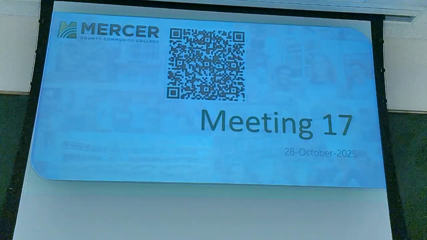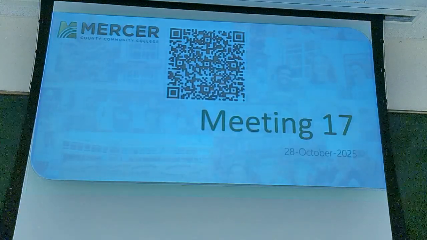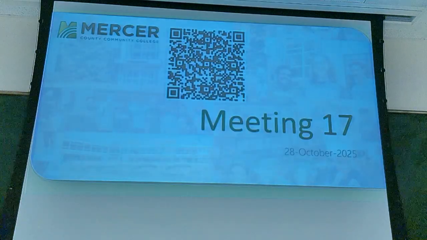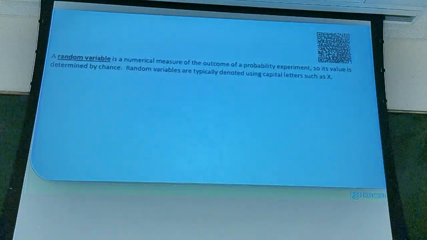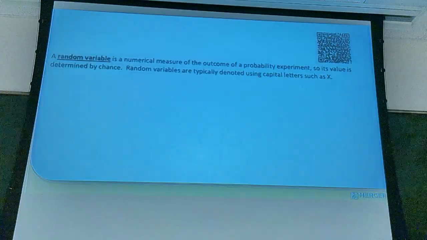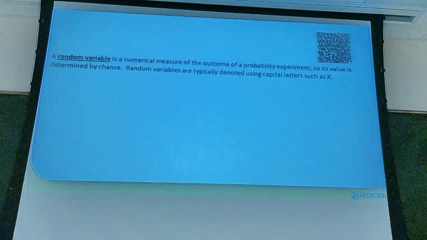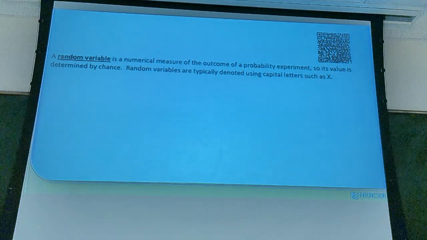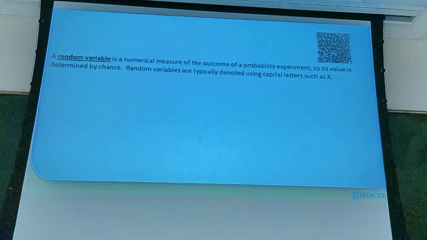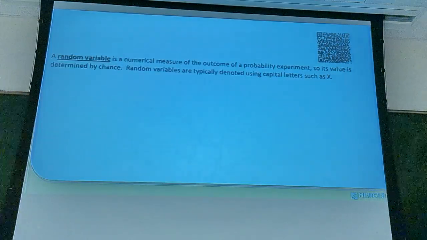We next look at random variables. A random variable is just a numerical measure of the outcome of an experiment. Its value is thus determined by chance. Random variables are typically denoted using capital letters. The most commonly used one is a capital X, but we will mix it up depending on what the variable is measuring.